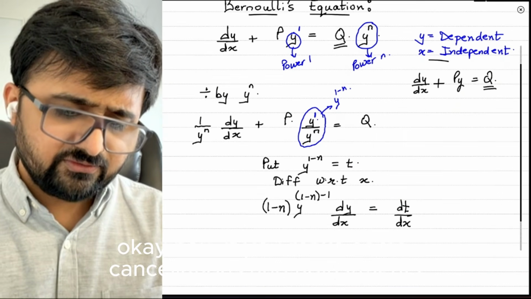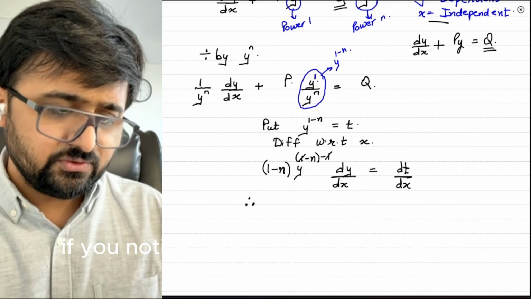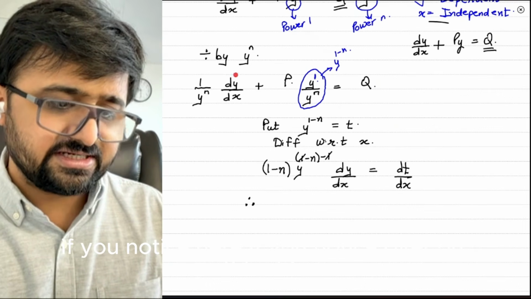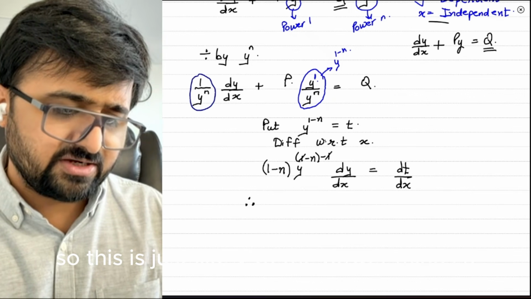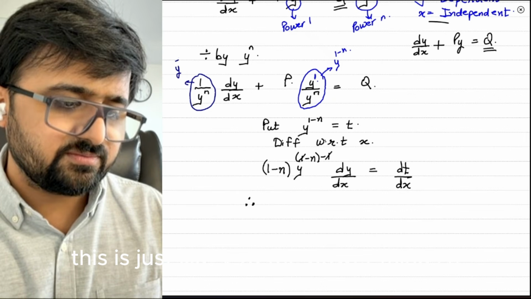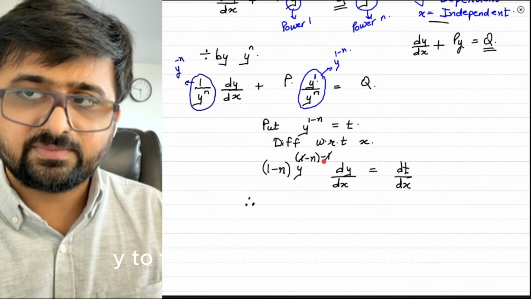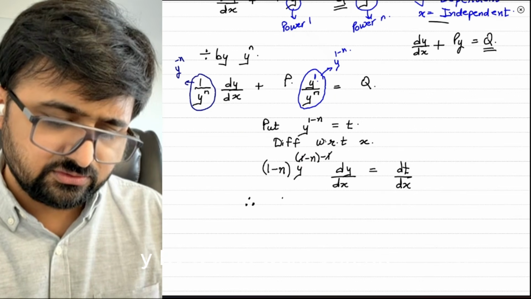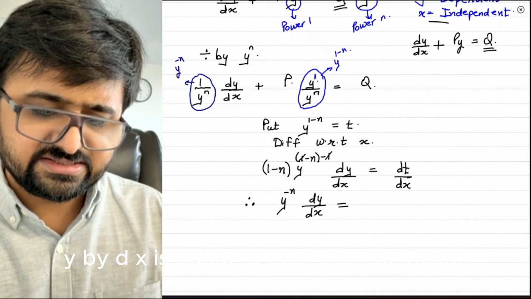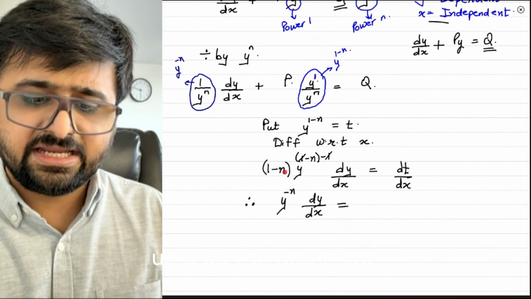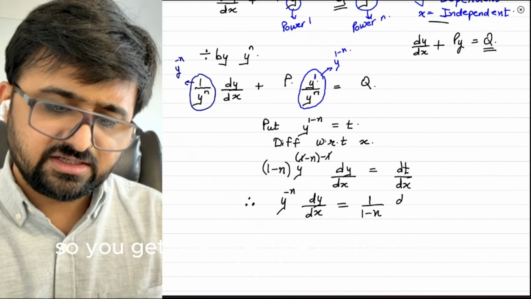Okay, now if you make some cancellations and adjustments, this 1 and 1 will get cancelled. If you notice on this side, you already have 1 over, so this is just like y to the power minus n. So you have y to the power minus n into dy by dx. You already have that here, y to the power minus n into dy by dx. So what you do, just write y to the power minus n into dy by dx is equal to, take this 1 minus n on the other side or divide by 1 minus n. So you get 1 over 1 minus n into dt by dx.